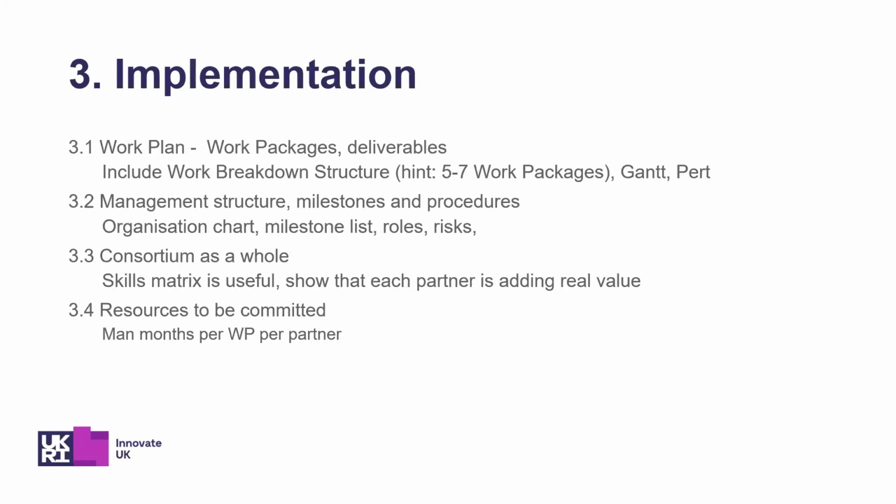That word implementation, in section three of the breakdown, is about how you are going to do the project. So it's a work breakdown structure, it's your management structure, it's your milestones, organisation chart, it's going to be a description of your consortium, including a skills matrix. So this is something that could be an expanded version from what you did in the original one-page plan. Which parts of your organisation have the skills to deliver which part of the programme. And then resources to be committed is quite often man-months per work package, and also any additional materials or equipment purchases.